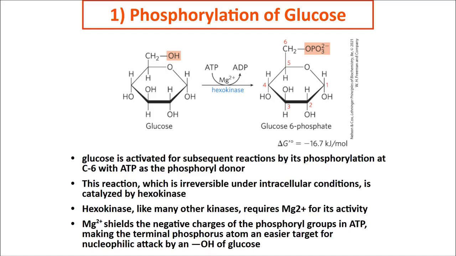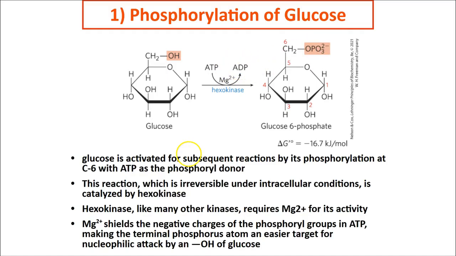The first step is you have glucose and you have a phosphorylation of glucose. So that hydroxyl group that is part of glucose will now have a phosphate group attached using the hexokinase enzyme, and this enzyme requires magnesium in order to be active, in order to take one of the phosphorus groups from ATP and attach it to the glucose molecule, where you have the result of ADP.